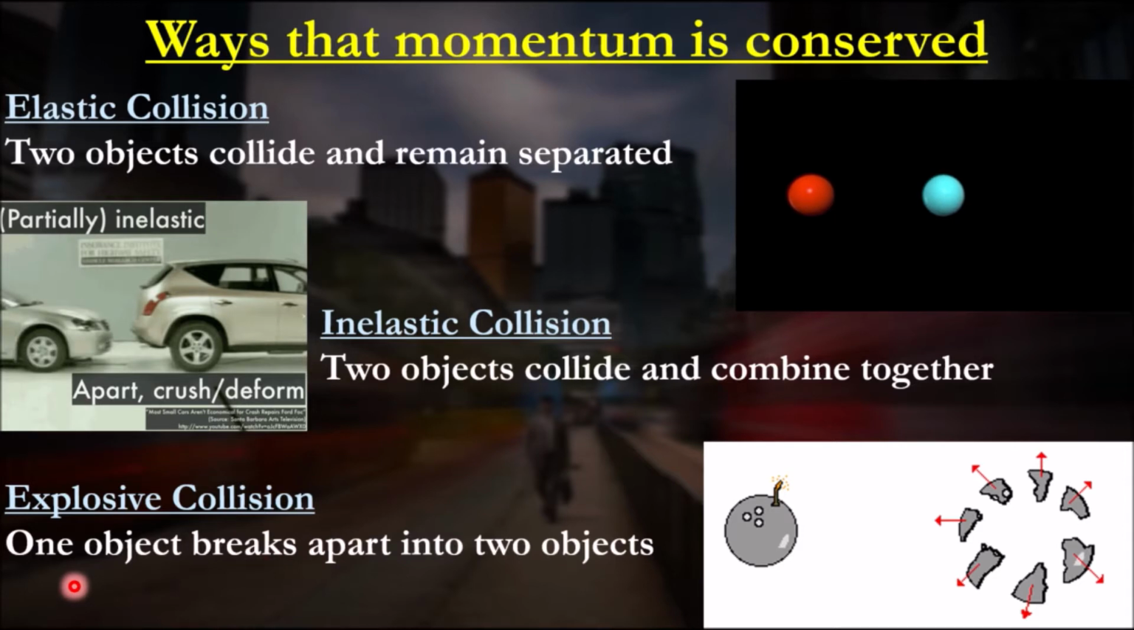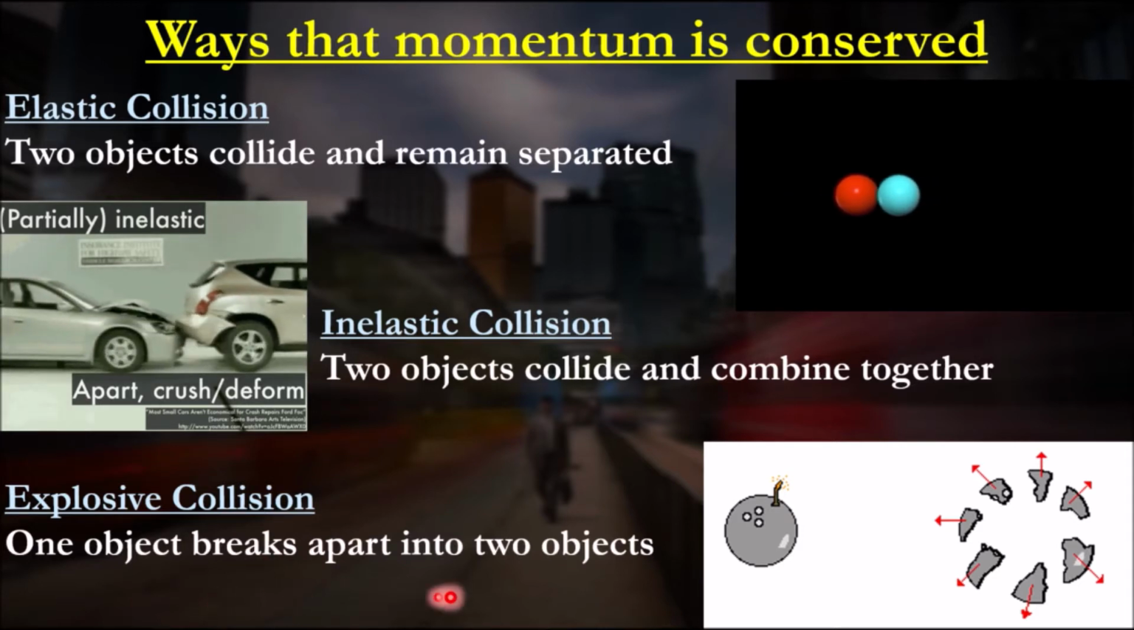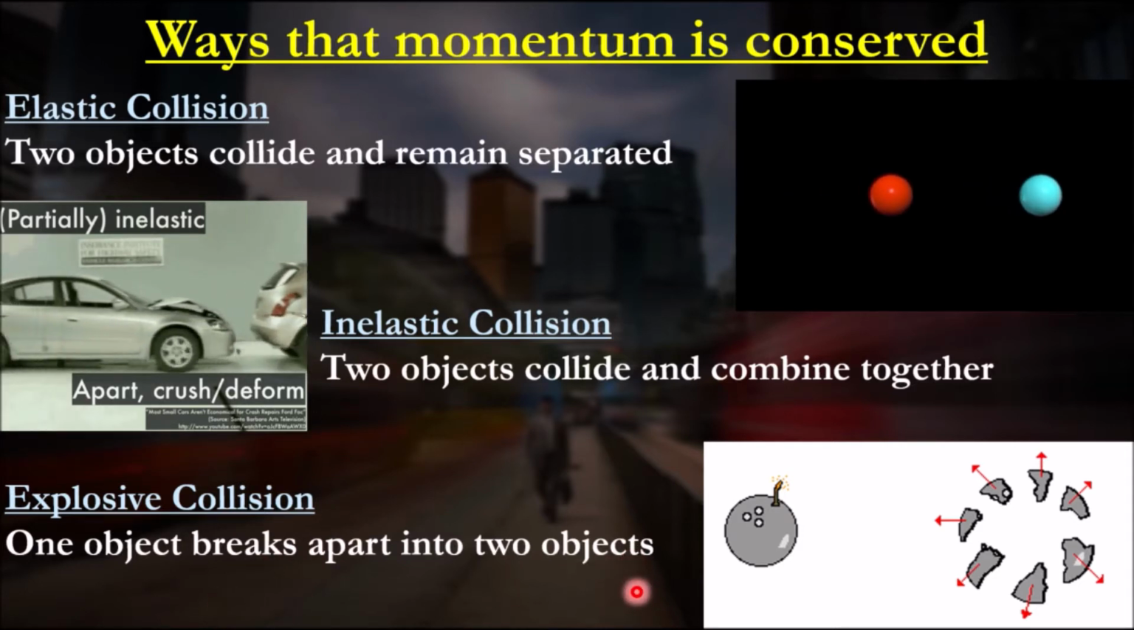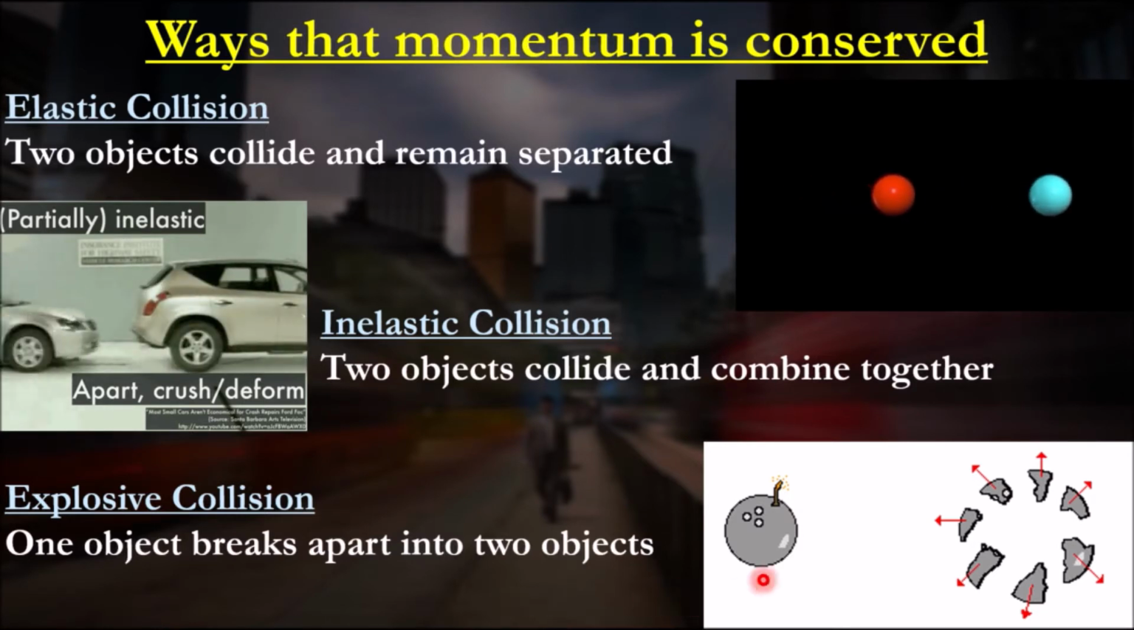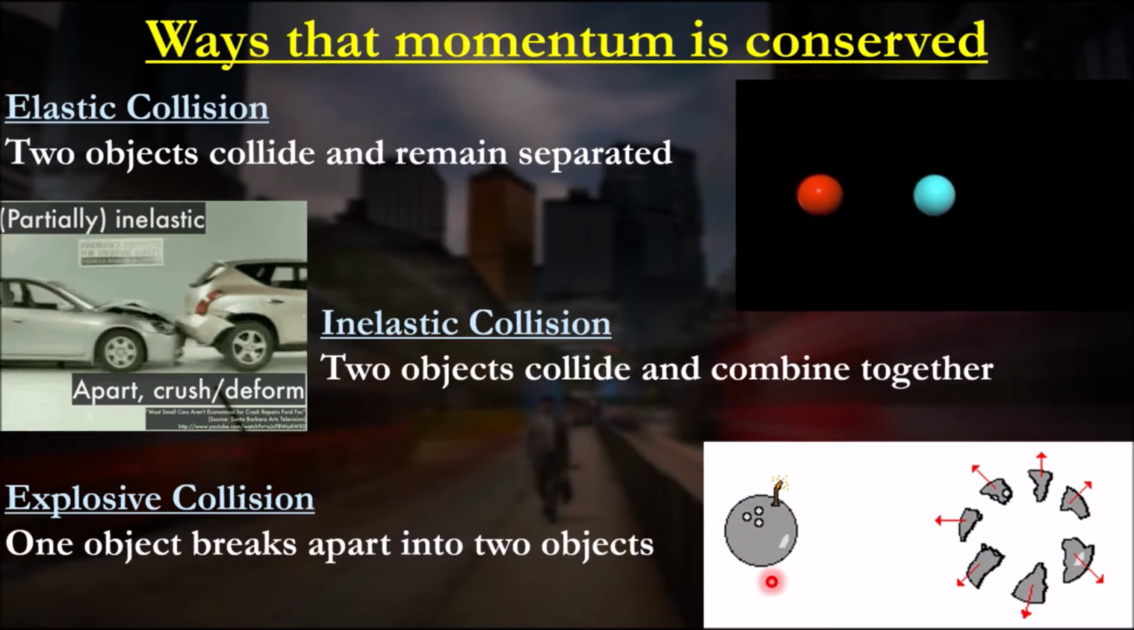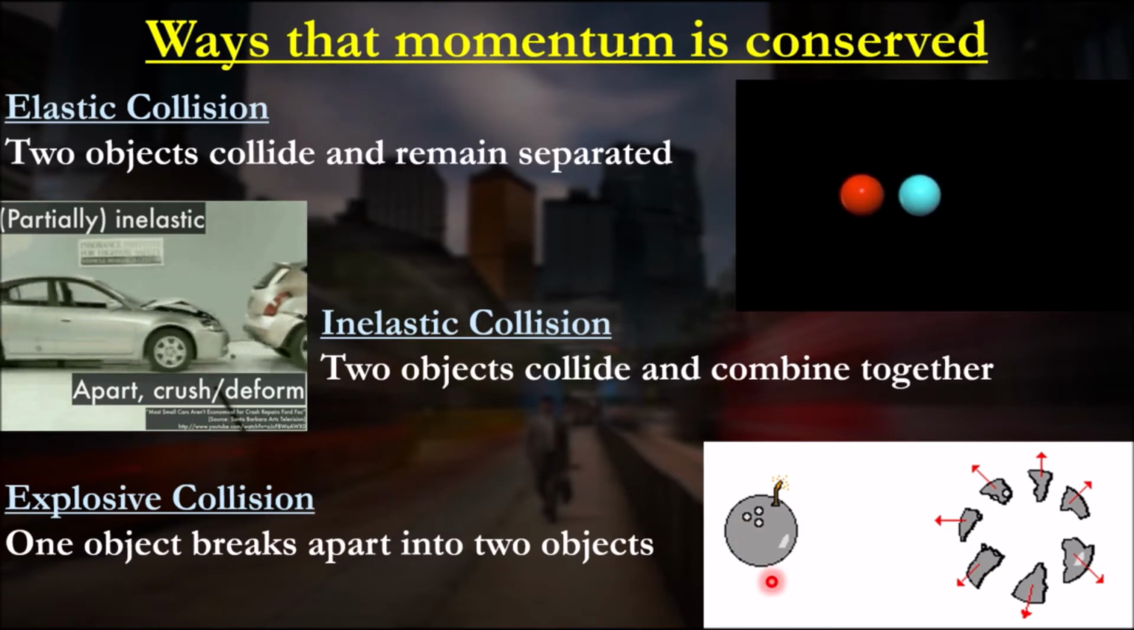The last one we have is explosive collision, and that's when an object breaks into multiple components. So that could be a bomb detonating and then exploding. So that's what we mean by that.